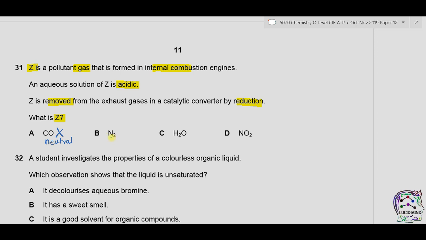B is nitrogen. Again, nitrogen is insoluble in water, so therefore its solution is not acidic. So B is also incorrect. C is H2O. H2O is itself a liquid and it is not acidic, so C is also incorrect. D is nitrogen dioxide. Now this is a non-metal oxide, and non-metal oxides are mostly acidic in nature.